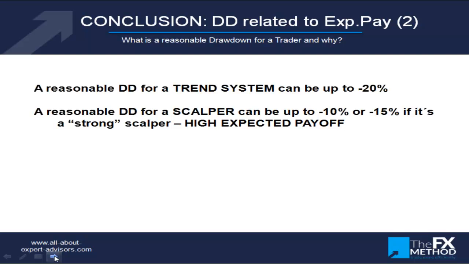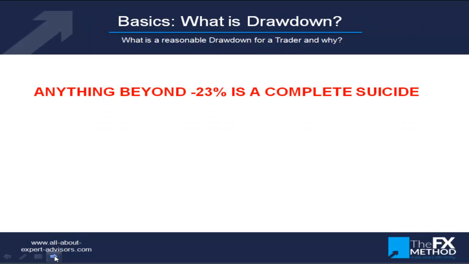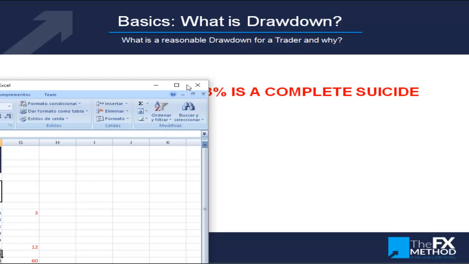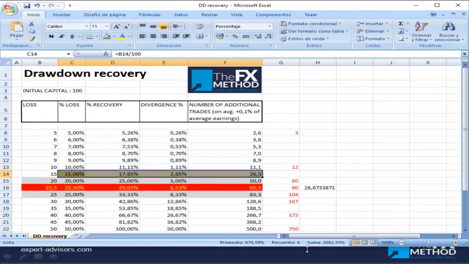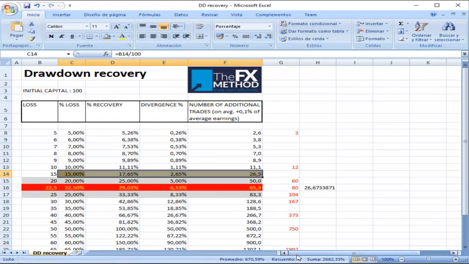Once you understood this, you understand that it depends on the trading style, right? A breakout system would be something in between, like 70%, not more. But what should be very, very clear for everybody is that anything beyond 23% is complete suicide, because you will never recover from that point. So if you have questions, the moment is now. I'm going to put again here the drawdown recovery chart, and if you want it, no problem, you can send it over by email. It is very important that you calculate it yourself.